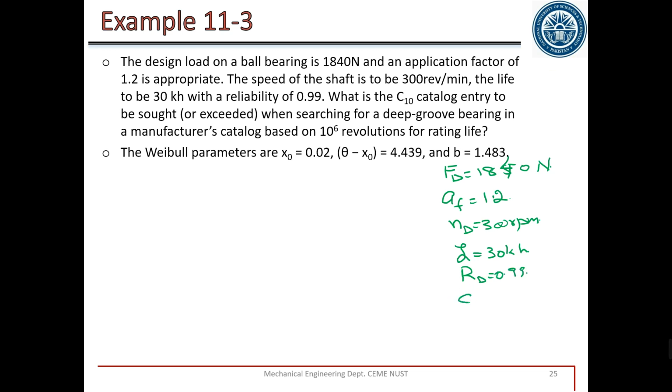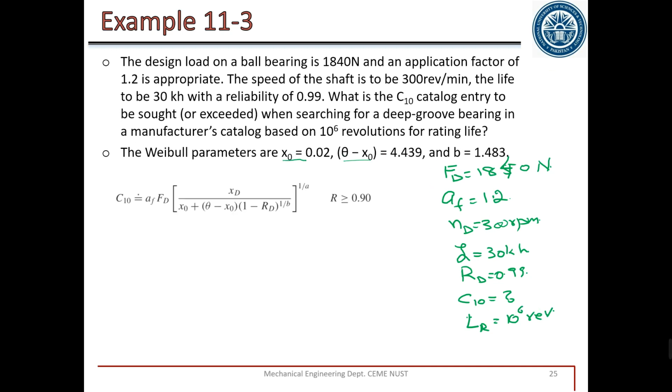What is C10? C10 needs to be calculated. It is the entry to be met or exceeded when searching for a deep groove ball bearing in a manufacturer catalog. The rated life is 10 power 6 revolutions. The variable parameters are given: x naught, theta minus x naught, and b. All the values are given.